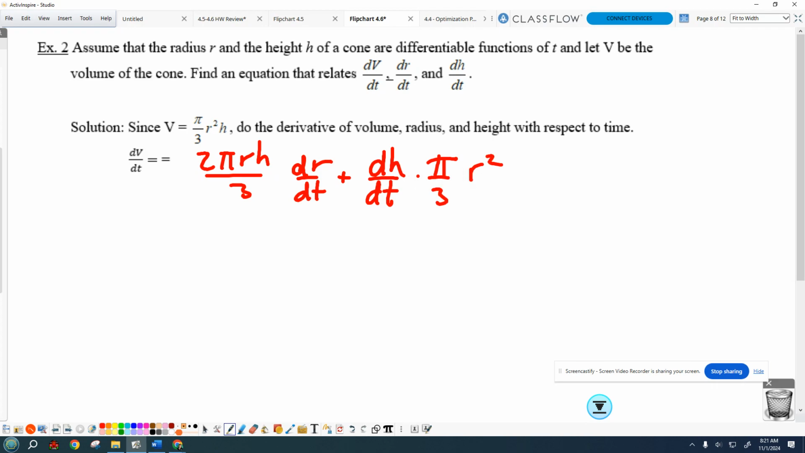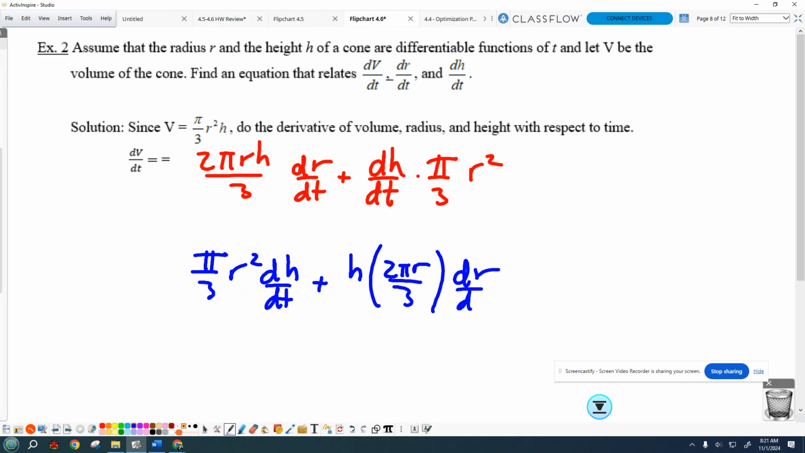Okay, one group says this. Another group says... It's just so messy, especially my handwriting. So, I'm seeing variations, let's see, are these the same? 2/3 pi r h dr/dt, 2/3 pi r h dr/dt, plus pi over 3 r squared dh/dt.